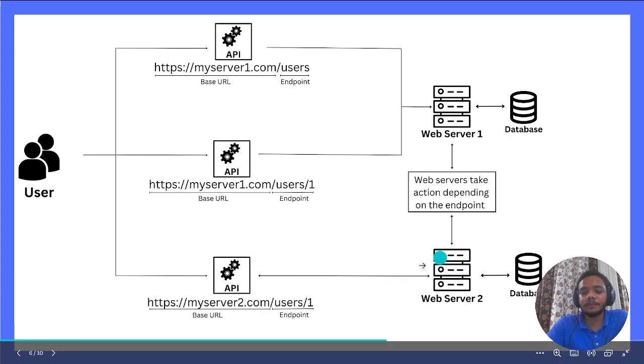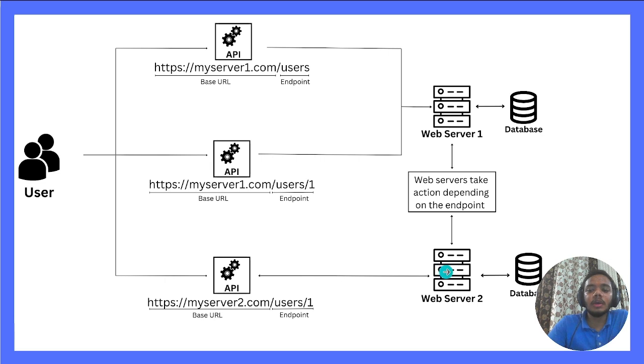So here it is asking for the first user in the users path, in web server 2. So web server 2 will get the request and validate it, and then it will look into the database for the users and then one, and then it will provide the response to the user. So that's how endpoints work.